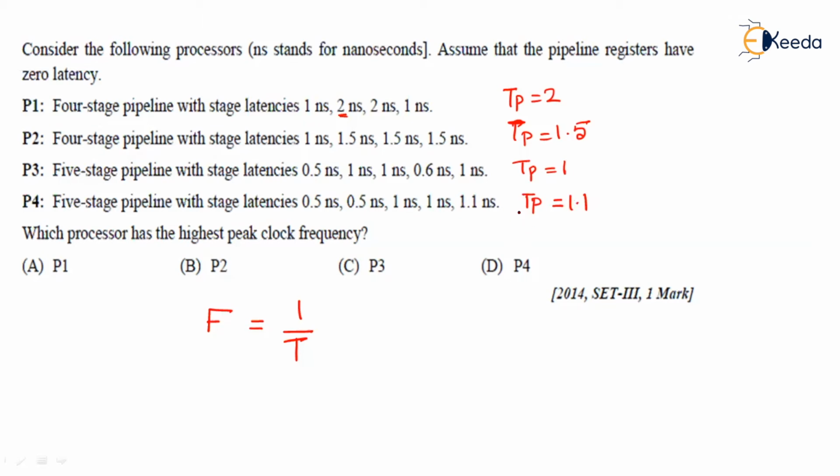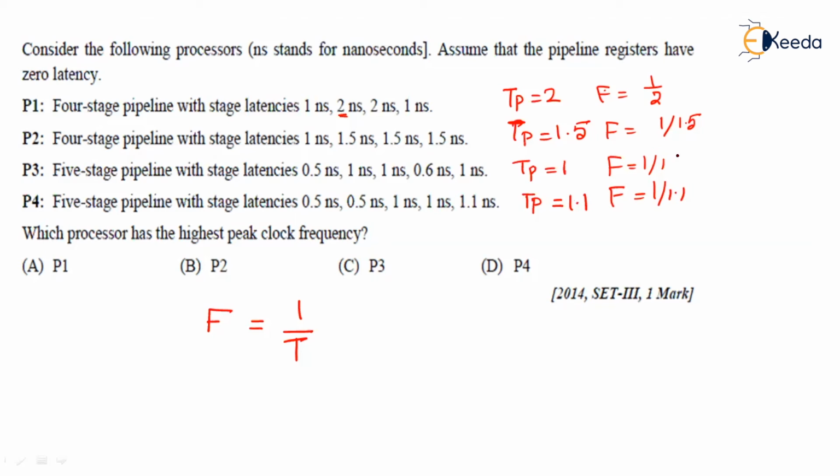Now what is the frequency? For this, frequency is equal to 1 by 2. For this, frequency is equal to 1 by 1.5. For this, frequency is equal to 1 by 1. For this processor, frequency is equal to 1 by 1.1.